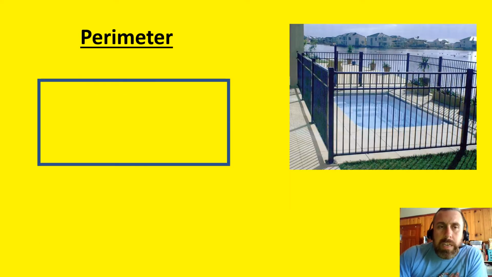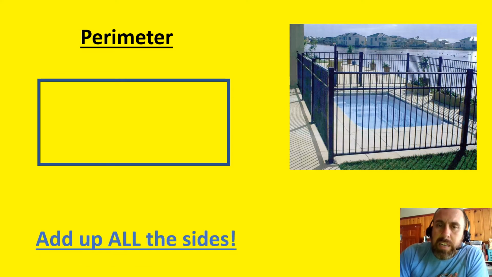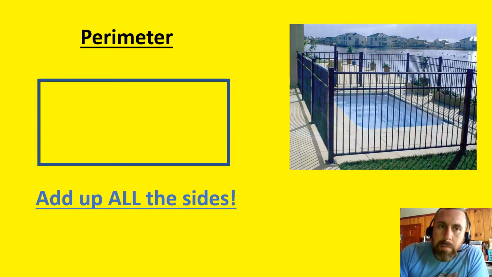Let's start with the easier of the two. Let's talk about perimeter. When we're dealing with perimeter, we're going around the outside of that figure. So here we've got a swimming pool. We're going to put a fence up around that swimming area. Remember, when we're trying to find perimeter, we have to add up all the sides. So we've got to get some measurements. This is a 10 by 5 rectangle, 10 feet long and 5 feet wide.